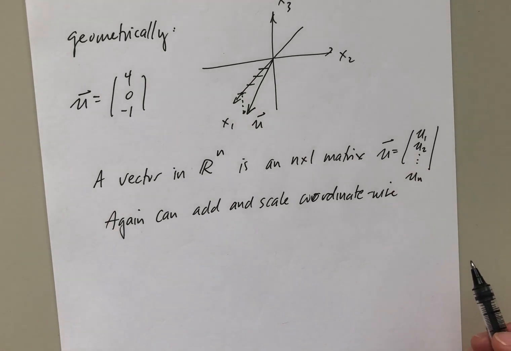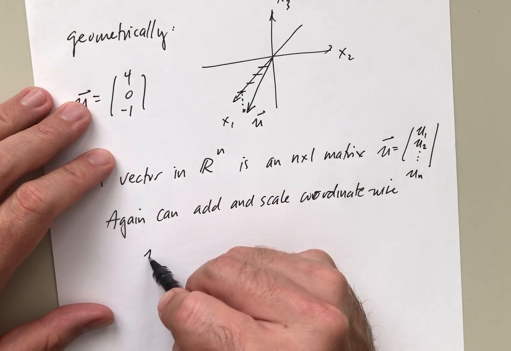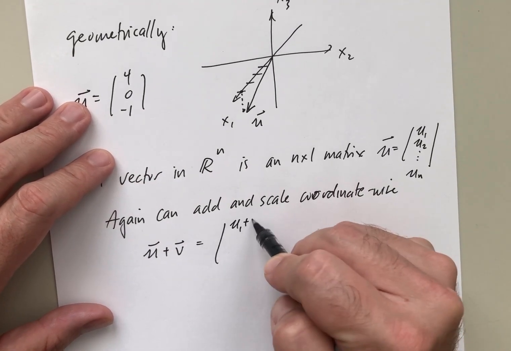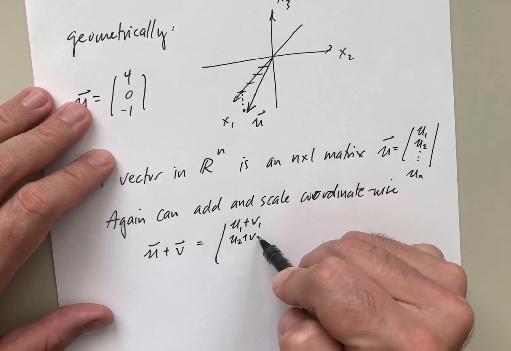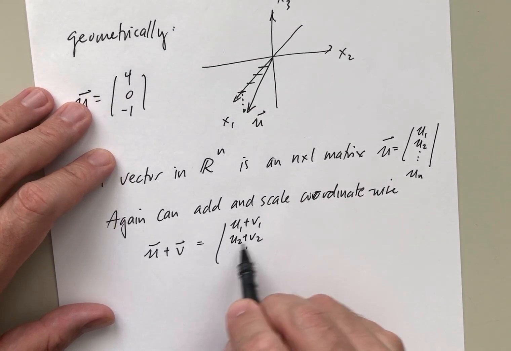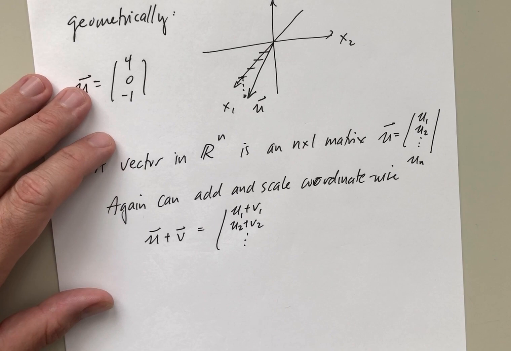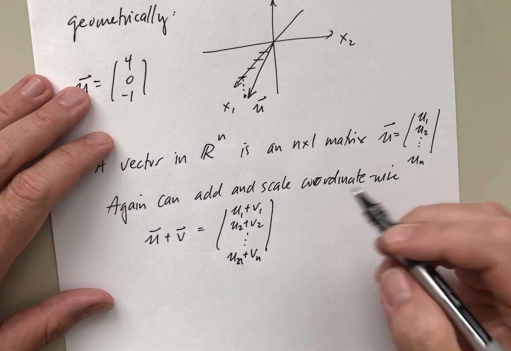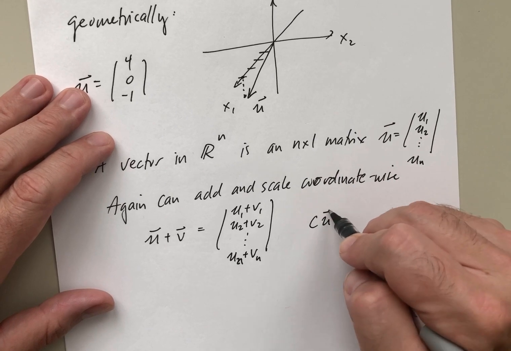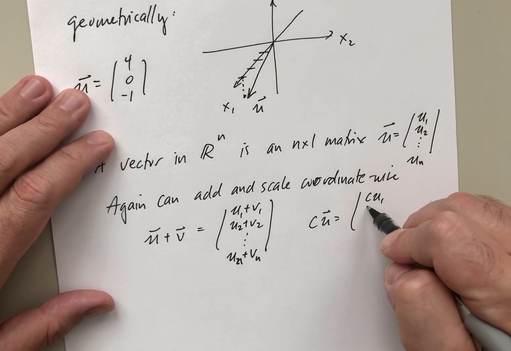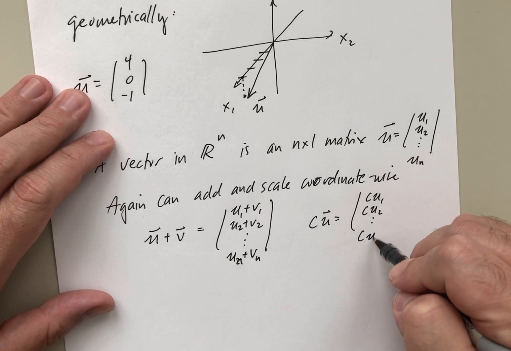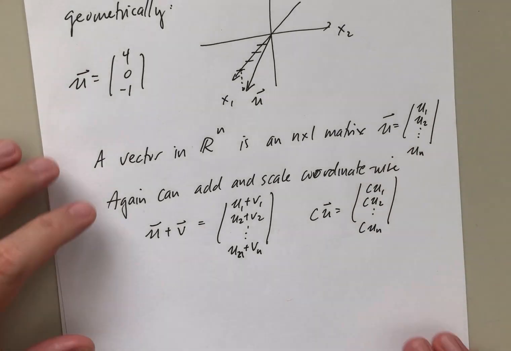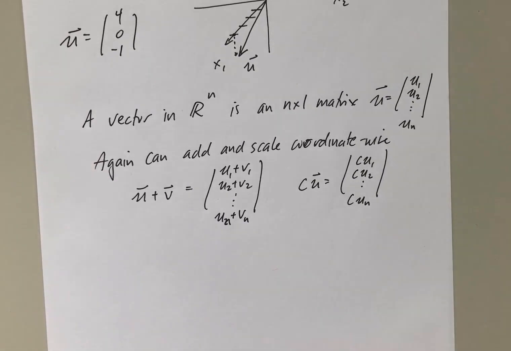So I'll write this down. u plus v would be the first entry of u plus the first entry of v, and the second coordinate is the respective sum of the second entries, and I do that for all entries until the last. And if I took c times u, that would be c times u1, c times u2, up to c times un. The idea here is that we're not restricting ourselves to any dimension.